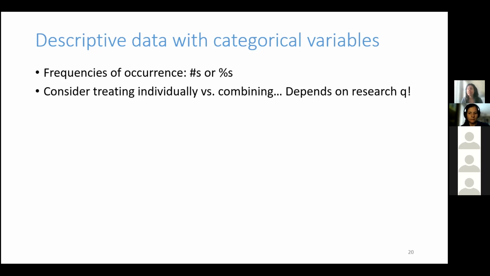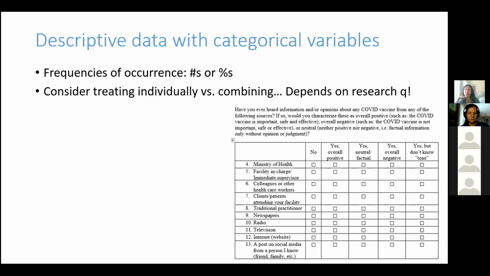I'm going to show you some data that we're actually collecting right now, and we can talk about what you could do with the data that results from this. We're doing a survey right now in Malawi about COVID vaccine, and one module has to do with where you've heard information about COVID vaccine. We go source by source and ask, have you heard information from here? If yes, what was the tone? Was it positive, neutral, negative, or you don't know? We have maybe 15 or 20 sources of information in rows, and then these response options, kind of like a Likert, but not exactly.